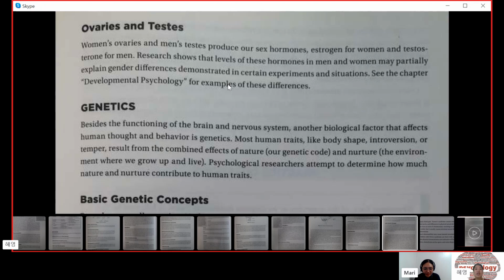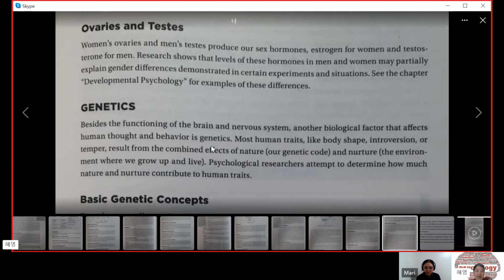Research shows that levels of these hormones in men and women may partially explain gender differences demonstrated in certain experiments and situations. So later, in developmental psychology, we will learn more about examples of these differences. And next, let's look at genetics.